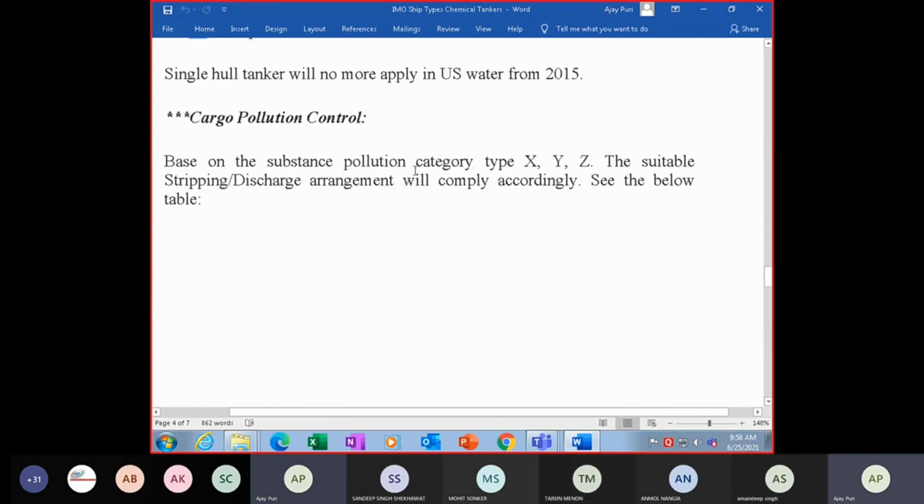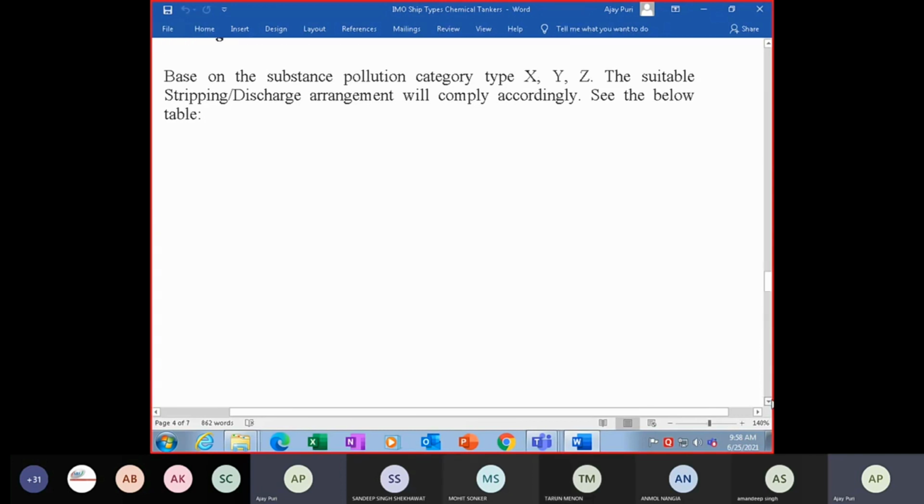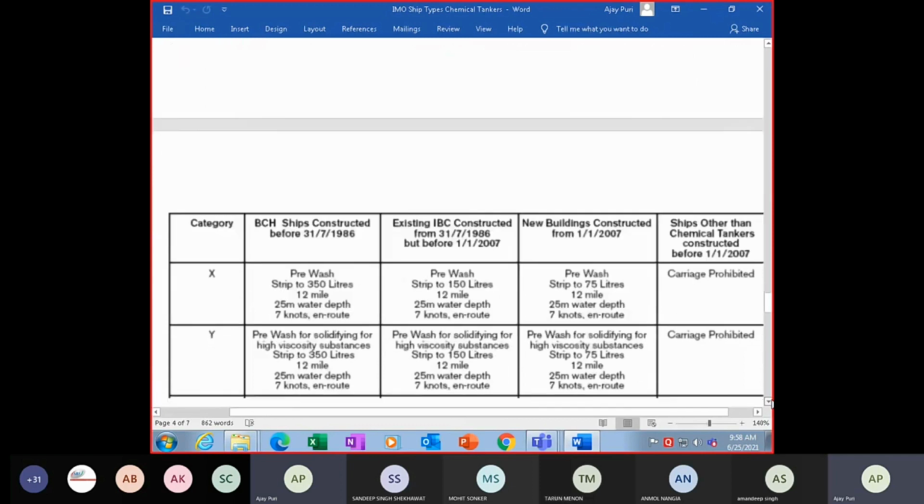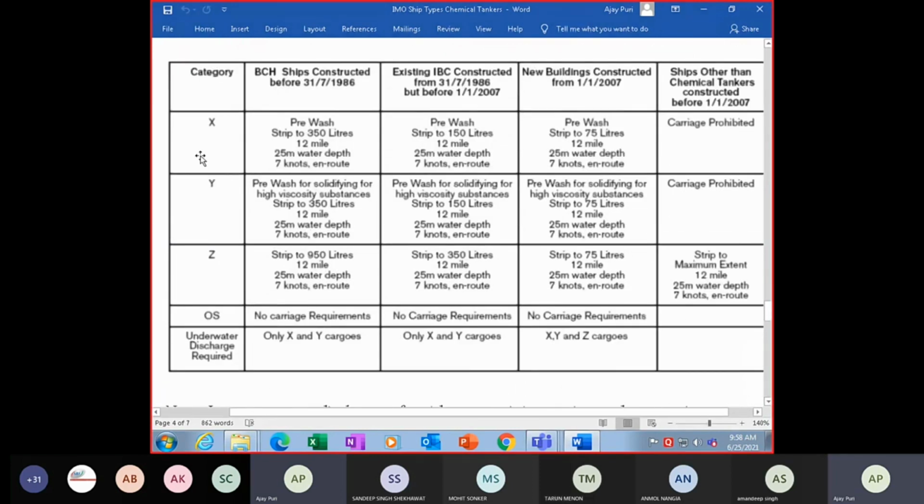So base of the pollution substance, your categories will be X, Y, Z and NX 2 के criteria फिर आप देख लो. ये सब पढ़ाया हुआ है आपका NX 2. कैटेगरी X में प्री वॉश होना चाहिए. अब लेटेस्ट वाले पे आते हैं, पहले का छोड़ देते हैं. लेटेस्ट वाले में after 2007 you require a pre-wash for all category X cargoes. Stripping to 75 liters. Distance should be minimum 12 miles when you're discharging. Tank cleaning. Underwater depth should be minimum 25 meters, 7 knots. You should proceed en route. If you're being towed, it will be 4 knots.